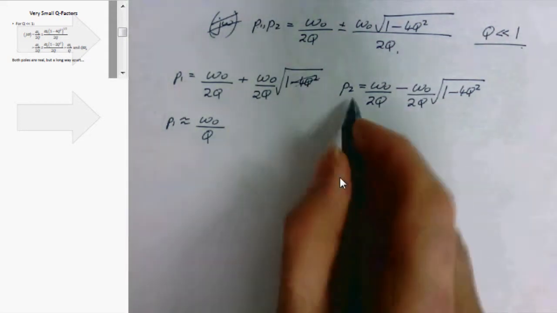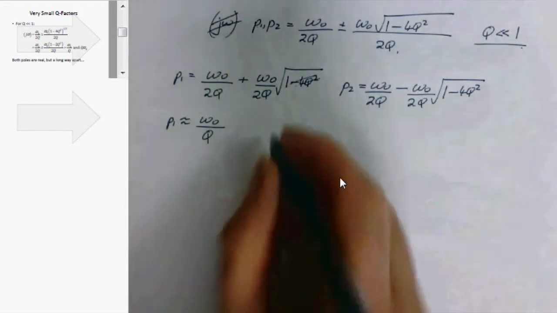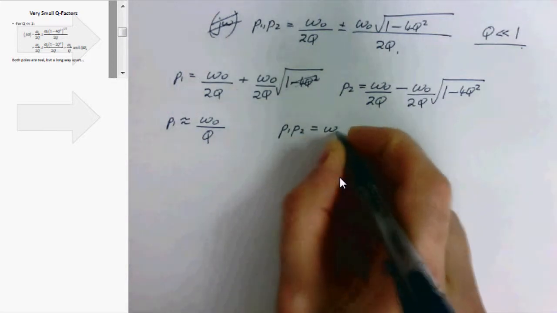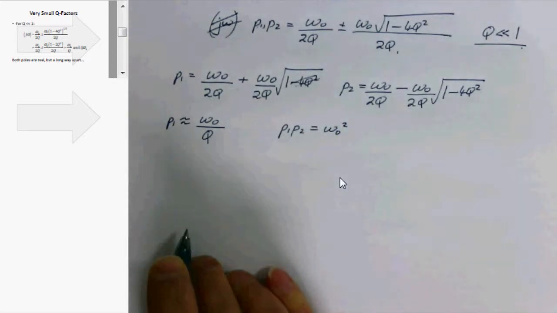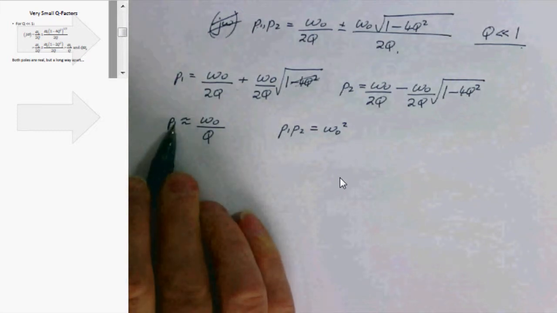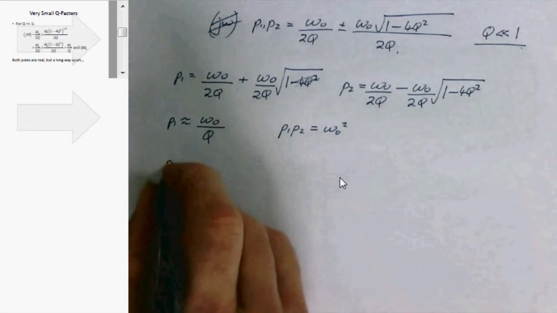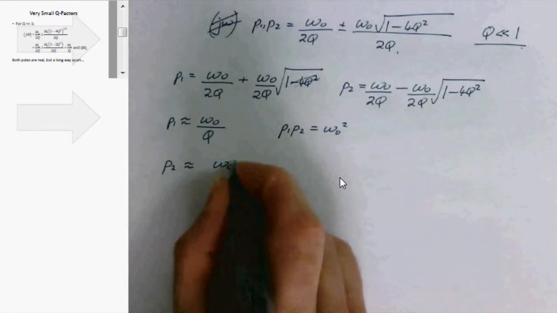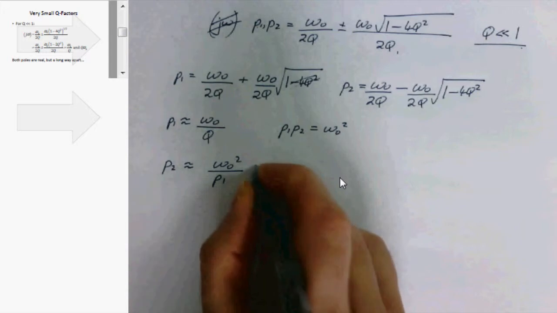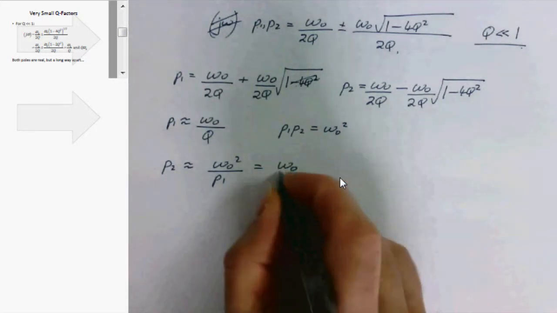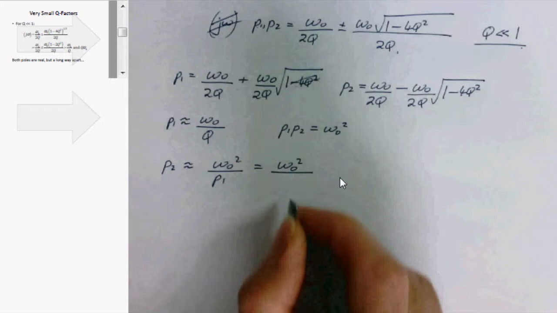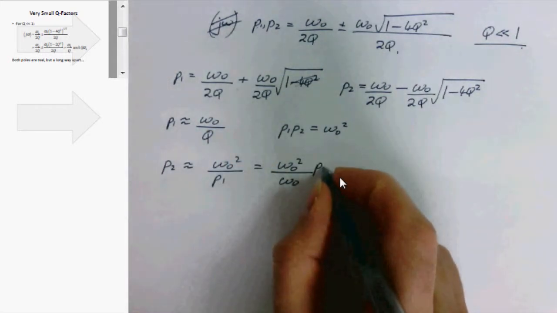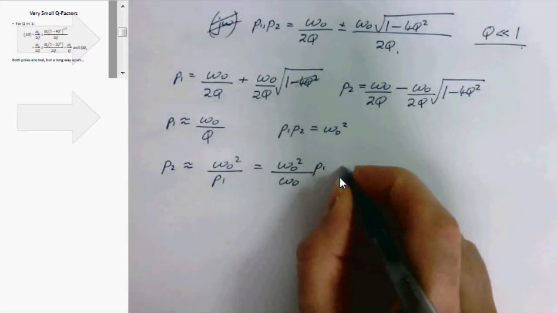The easier way to get a good approximation of P2 is to remember that the product of the two poles is the square of the resonant frequency. And we've got a good approximation of the first pole, therefore P2 must be approximately omega naught squared divided by P1, which is omega naught over P1, omega naught Q rather.